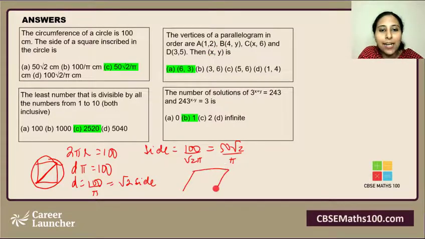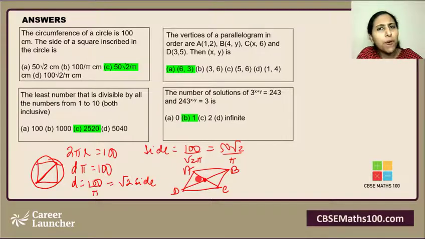So for a parallelogram ABCD, what can we say about the diagonals of the parallelogram? The diagonals bisect each other, correct? Which means that they have a common midpoint. What is the formula for midpoint? It is sum of x coordinates divided by 2, comma, sum of y coordinates divided by 2.